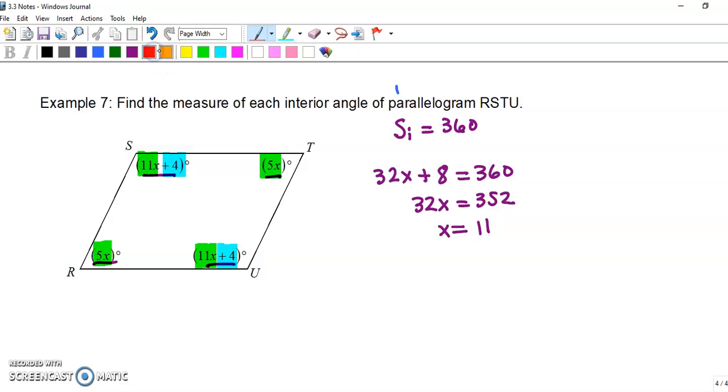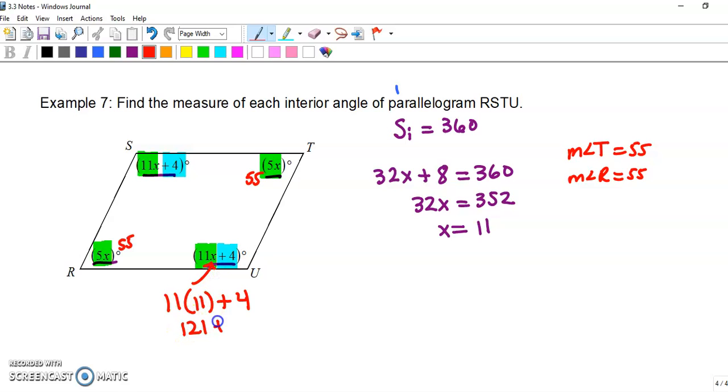Now I can plug that back in. 5 times x, so 5 times 11. These two are 55s. So the measure of angle T is 55, and the measure of angle R is 55. Now if I do 11 times 11 plus 4, just plugging in x, 121 plus 4 is 125. So the measure of angle U is 125, and the measure of angle S is 125.